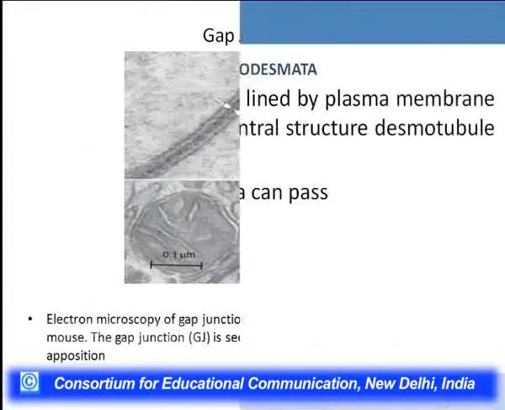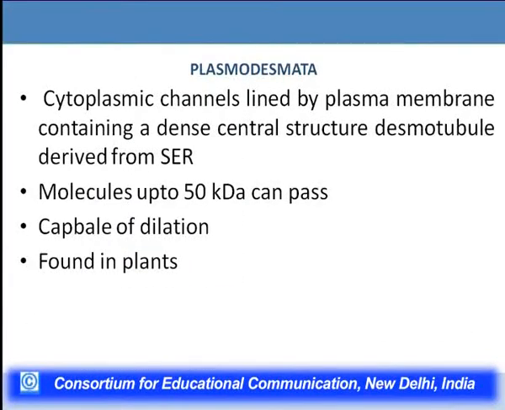And in plants, there is a similar structure known as plasmodesmata, which allows passage of such molecules, but the size is bigger. It can allow about 50 kilodalton molecules to pass through them, and it is made up of desmotubule, which is derived from smooth endoplasmic reticulum.